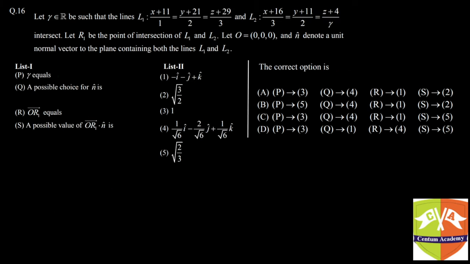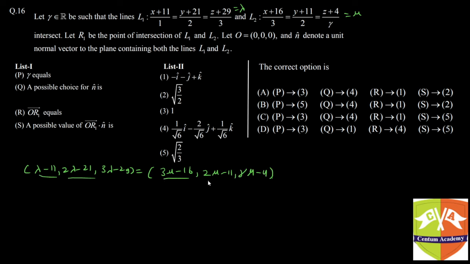Alright, moving on. Next part is 16. L1 and L2 are these two lines which intersect at a point R1. So let us quickly find that point R1. Suppose this is my lambda and this is my mu. So a point on the first line can be written as lambda minus 11, 2 lambda minus 21, and 3 lambda minus 29. Similarly, a point on the second line can be obtained in terms of mu as 3 mu minus 16, comma 2 mu minus 11, comma gamma mu minus 4.